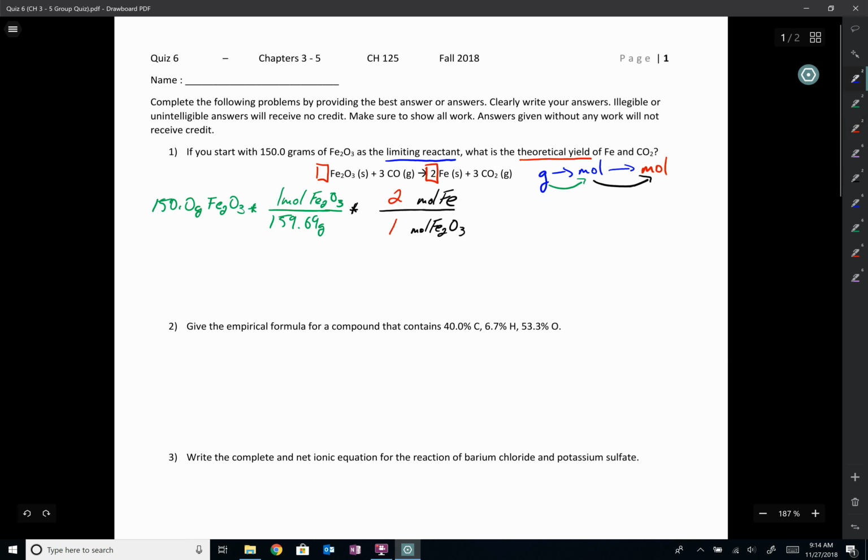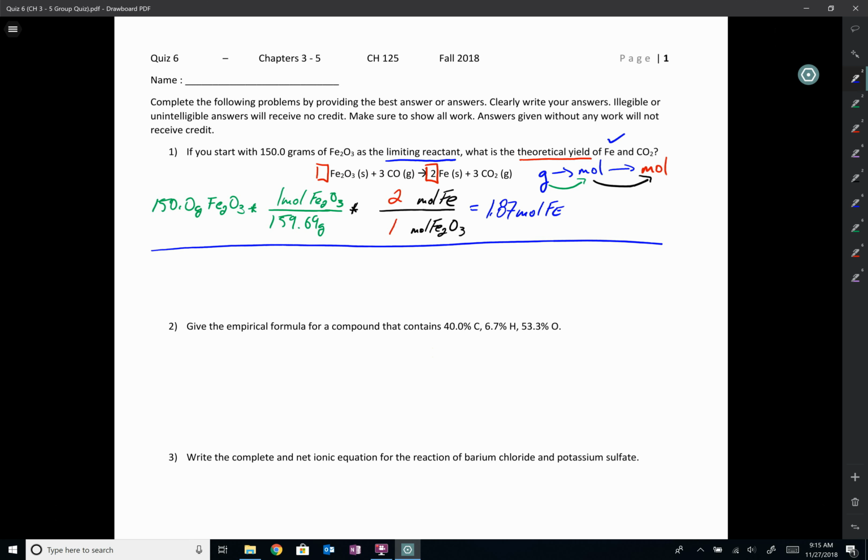And if we do this math, I got 1.87 moles of Fe. Okay. So there we go. Took care of that one. So if you want to pause at this point and see if you can set up the string of equations for CO2, that'd be some good practice. I'm going to quickly go through and kind of set that up now, though.